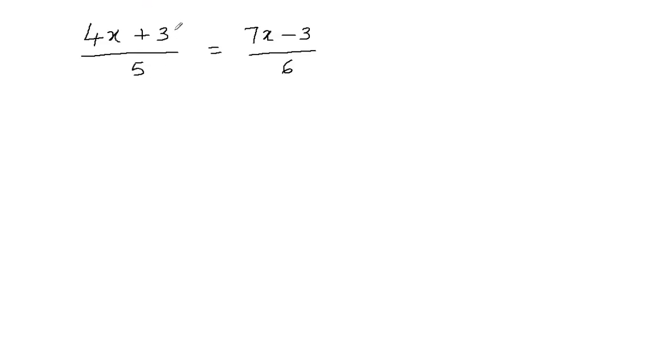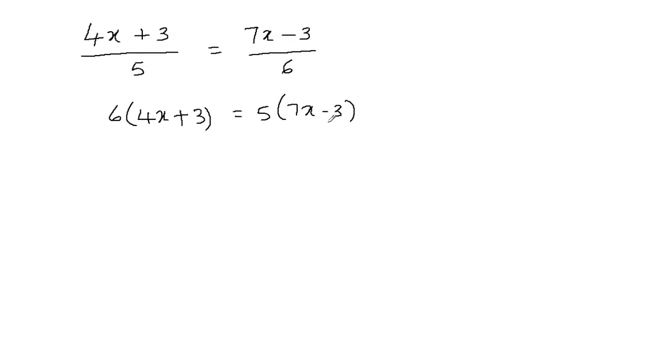Okay, what we're going to do in this is multiply this numerator by this fraction's denominator and this by this fraction's denominator. So let's do that. We're going to multiply 6 by 4x plus 3. So 6 times 4x plus 3 is equal to 5 times 7x minus 3.